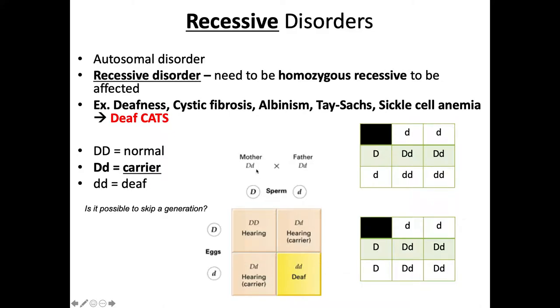So here, these two parents who are carriers, well, what happens if that 25% chance were to be expressed, and that child became deaf? Then the parents are going to look at each other and say, well, we're not deaf, but they passed down those defective alleles to that child. And then in this case, if this child were to be born instead, this child could potentially pass down that defective allele later on.